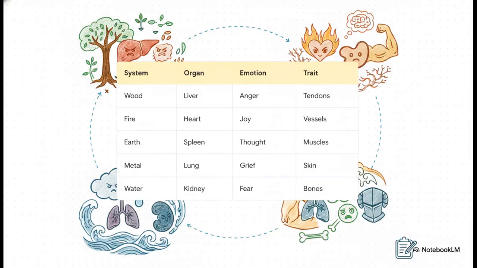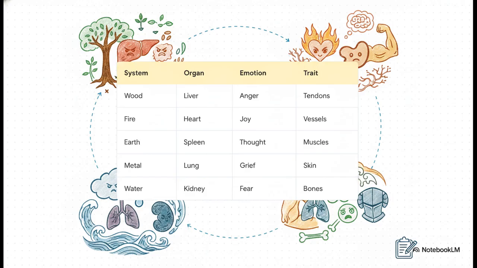So, the really crucial point here is how these 5 systems act as holistic buckets. This framework perfectly binds an organ, a psychological emotion, and a physical trait together into one unified category. For instance, check out the wood system there in the table. It binds the liver, the emotion of anger, and the physical trait of your tendons and nails into one interconnected group. Think about how this plays out today.